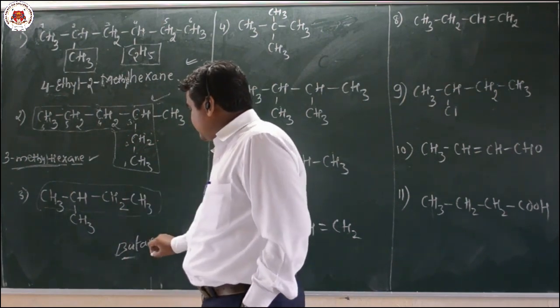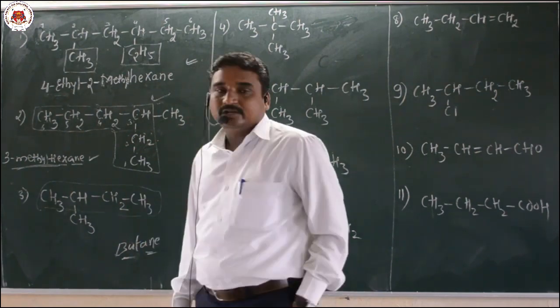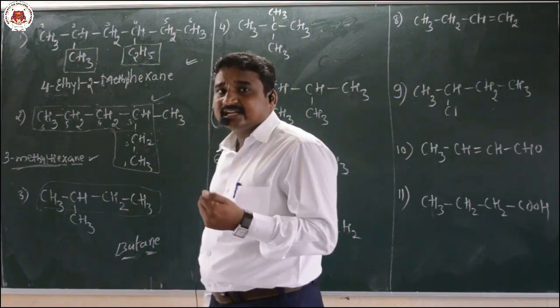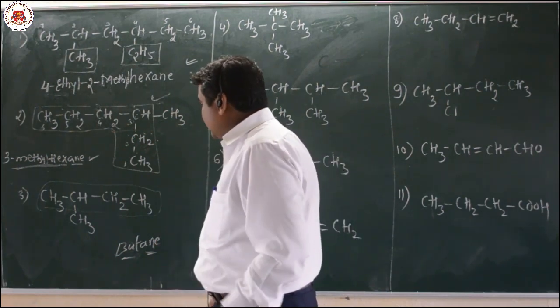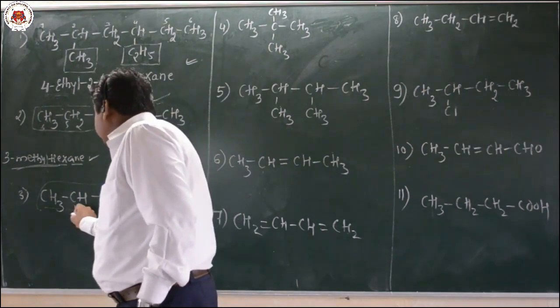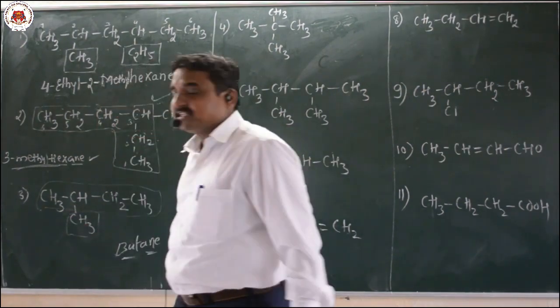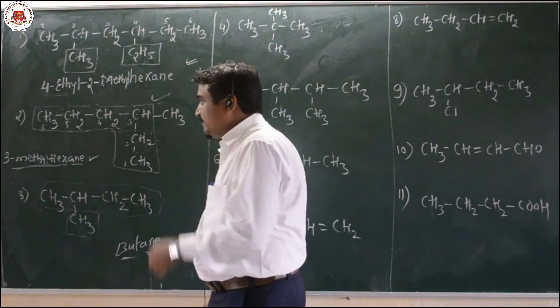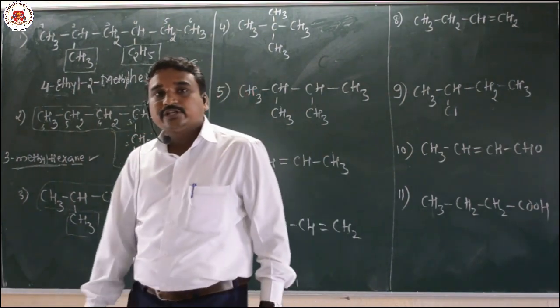And the primary suffix is what here? Ane, because the compound contains only single bonds, and there is no functional group, hence the secondary suffix is absent. And now the substituent group, this is a methyl group, it is a substituent group. So methyl group is a substituent group, that means what here? You have to mention the position of the substituent group.